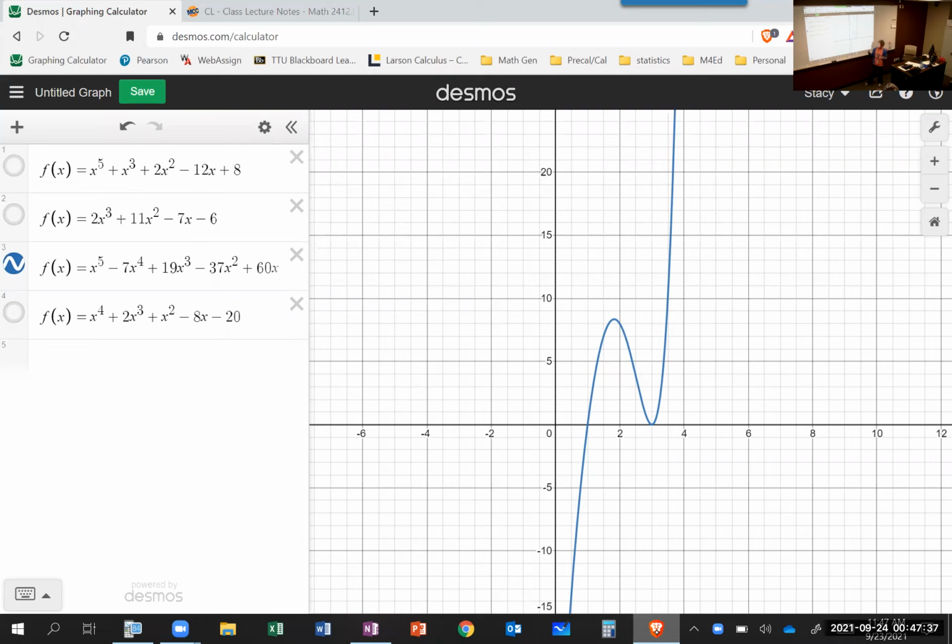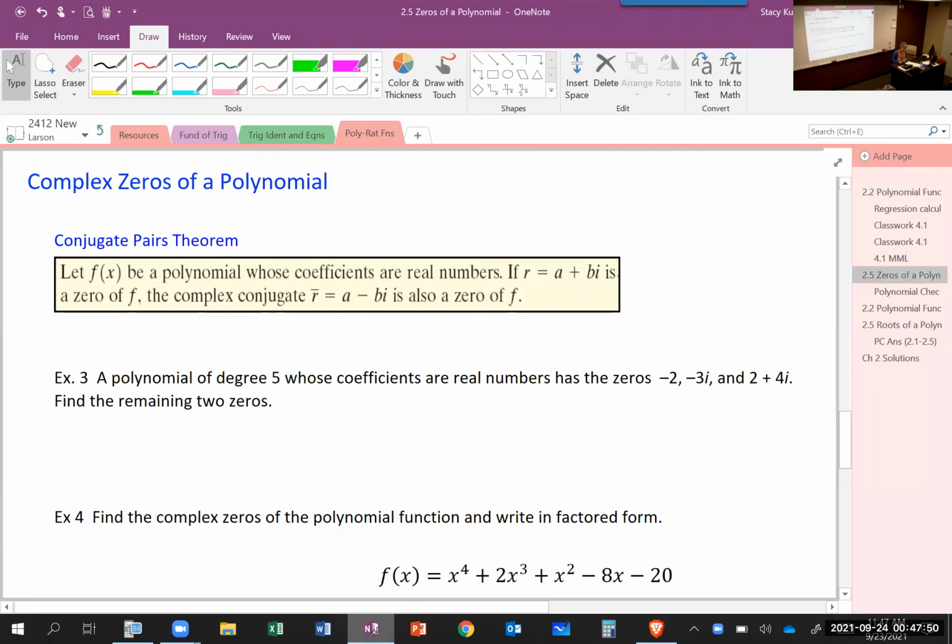Okay, so we would be looking at, since I want to know all of the solutions or all of the factors, we have 1, 2, 3, and then we've got 2 imaginary roots, which would be the 4th and the 5th root. That's what we're looking at for those complex conjugate pairs. So if I know that I have this 5th degree polynomial which has a 0 at -2, at -3i, and at 2 plus 4i, what are the 2 remaining roots?